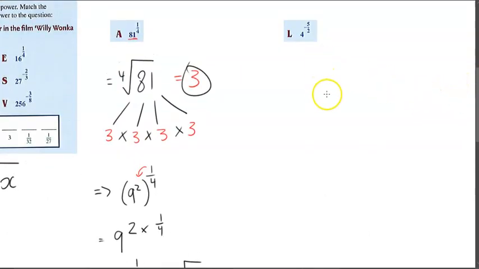The last one, we have 4 to the power of negative 5 over 2. Now, there's quite a few things going on with this one. The numerator is not 1 within the power, it's a 5. The second thing is that the power is a negative. So, the very first thing I'm going to do is rewrite this as 1 over 4 to the power of 5 over 2. Now, 4 to the power of 5 over 2. What does this imply? What does this mean?